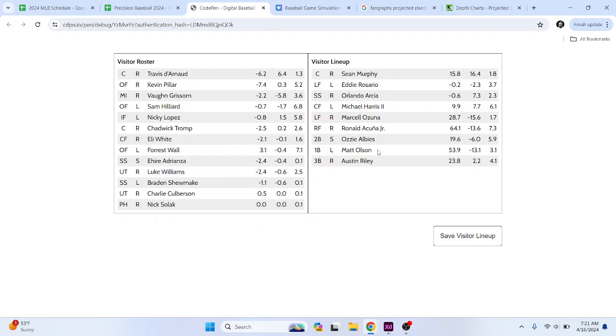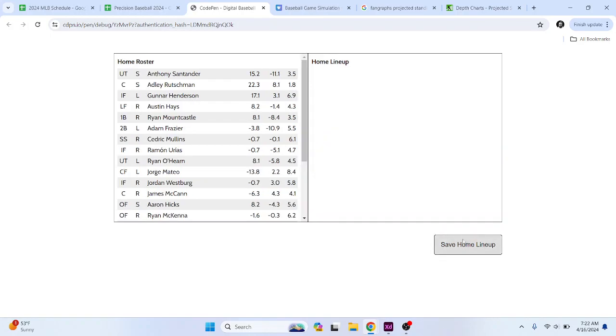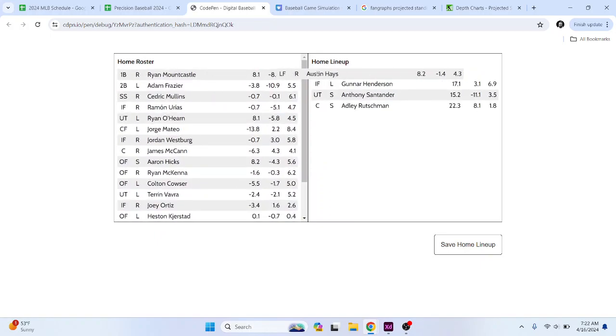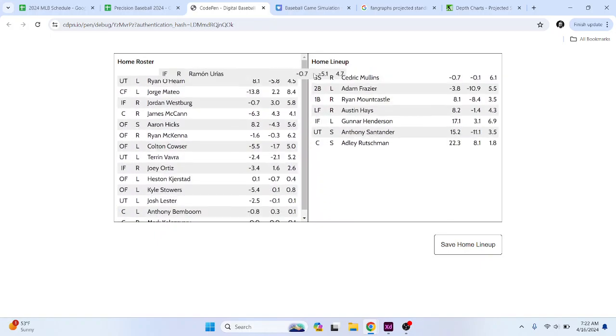You can take these guys, you can move them up and down the lineup, and this is basically what their lineup is going to be. You get Albies and Murphy; these two guys kind of switch. You get Rosario, Harris is here, Ozuna's here. So this would be sort of their typical lineup. You get their batting runs, their defense, and their speed. You can save the visitor lineup. It brings up the home lineup. So this is going to be Baltimore. 4, 5, 6, 7, 8, 9.